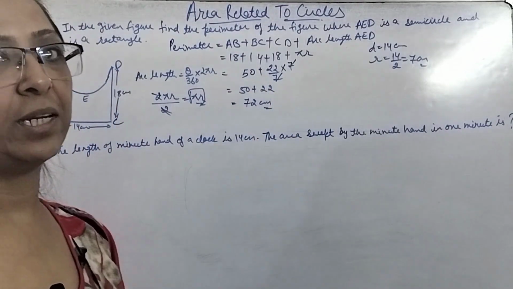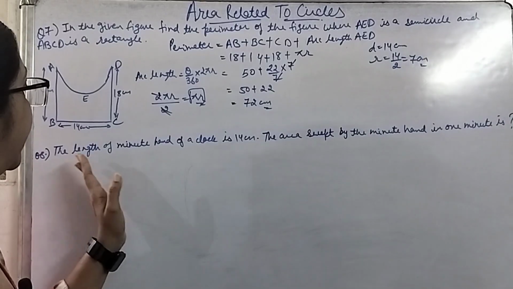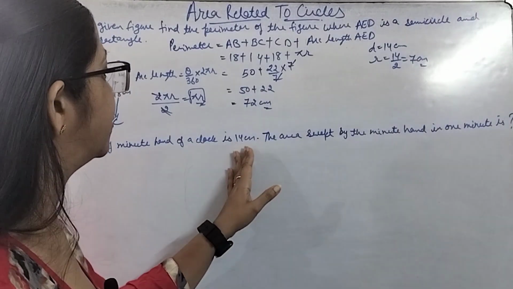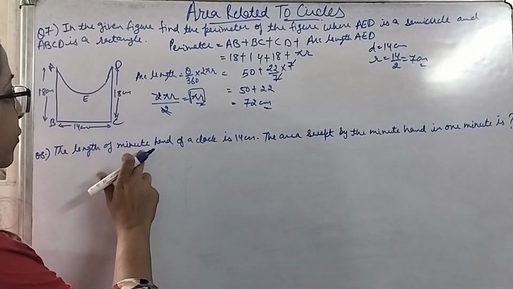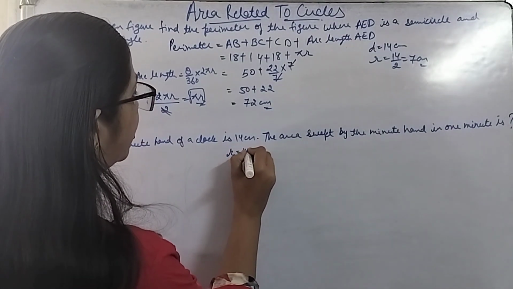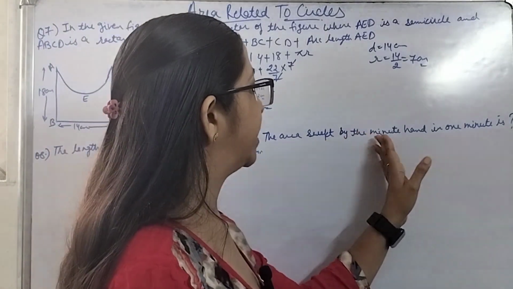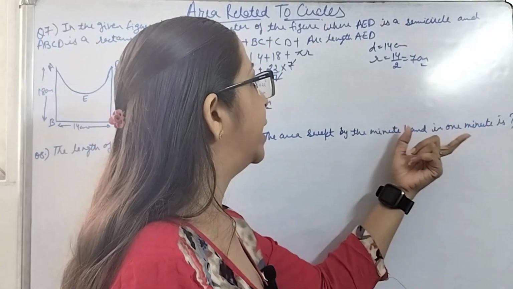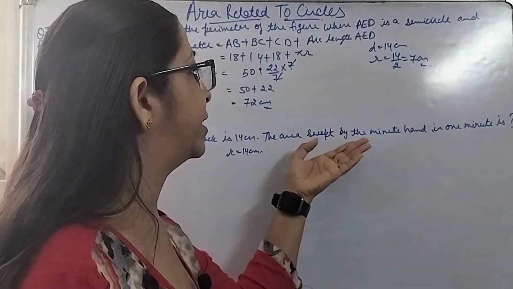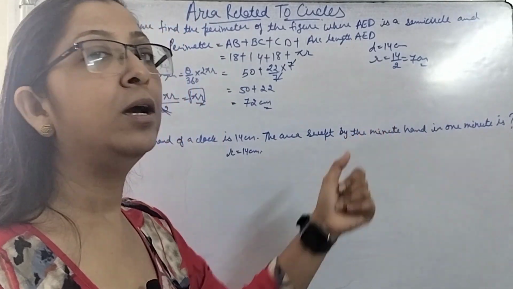The next question: the length of the minute hand of a clock is 14 centimeter. If the length of the minute hand of a clock is 14 centimeter, that means radius is given to us as 14 centimeter. Find the area swept by the minute hand in 1 minute. In 1 minute, how much area is it going to cover? Over here given to us is the minute hand.